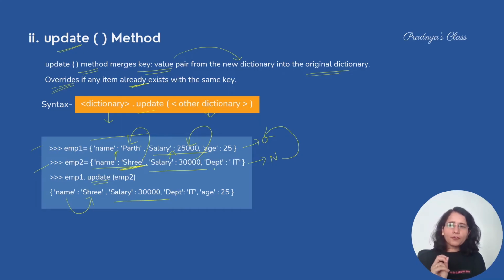Now let's check for these two elements. Age is not mentioned in the new dictionary, so it is as it is. And one more element we are trying to add, so it also got added in the dictionary. So if it already exists, it will override. If not, it will get added.